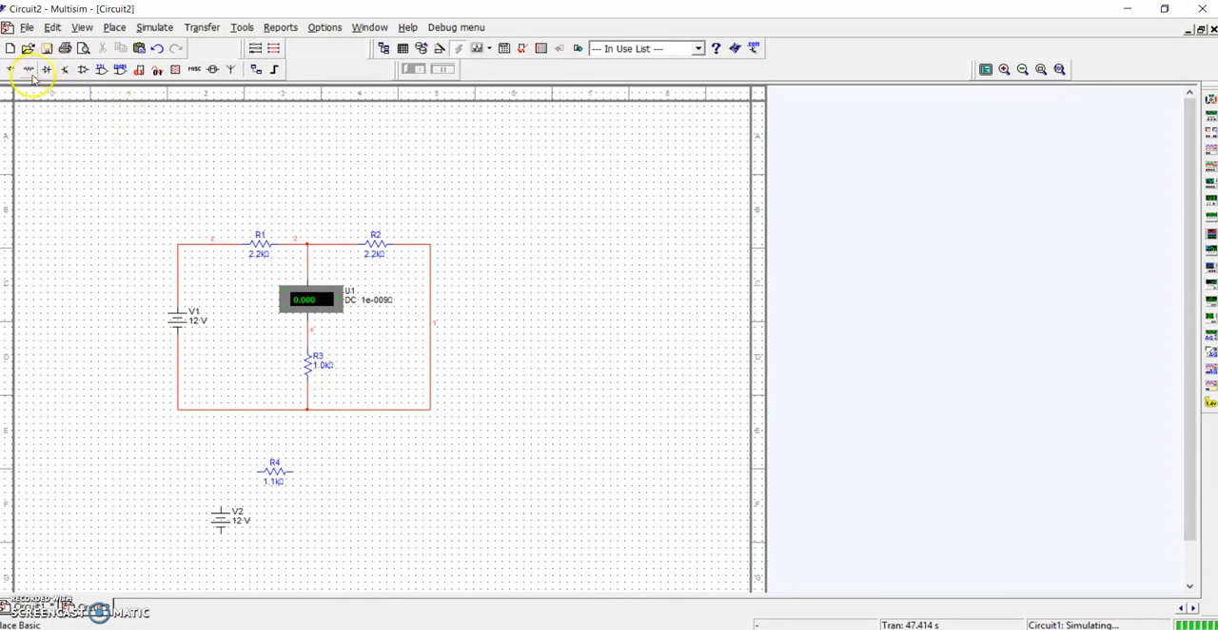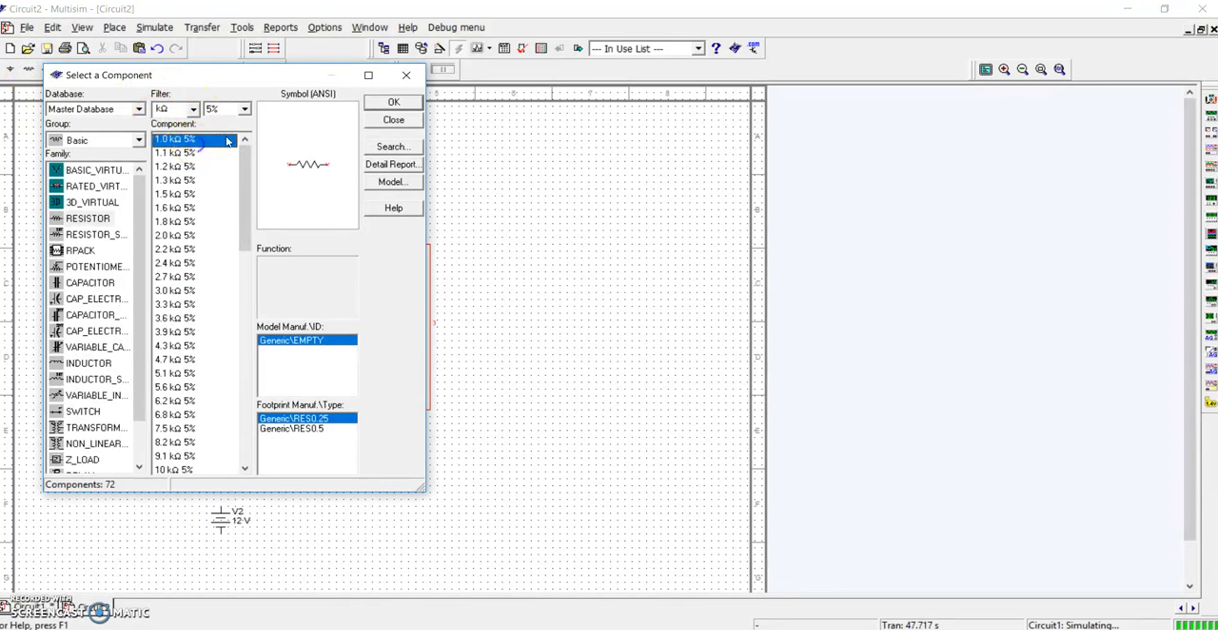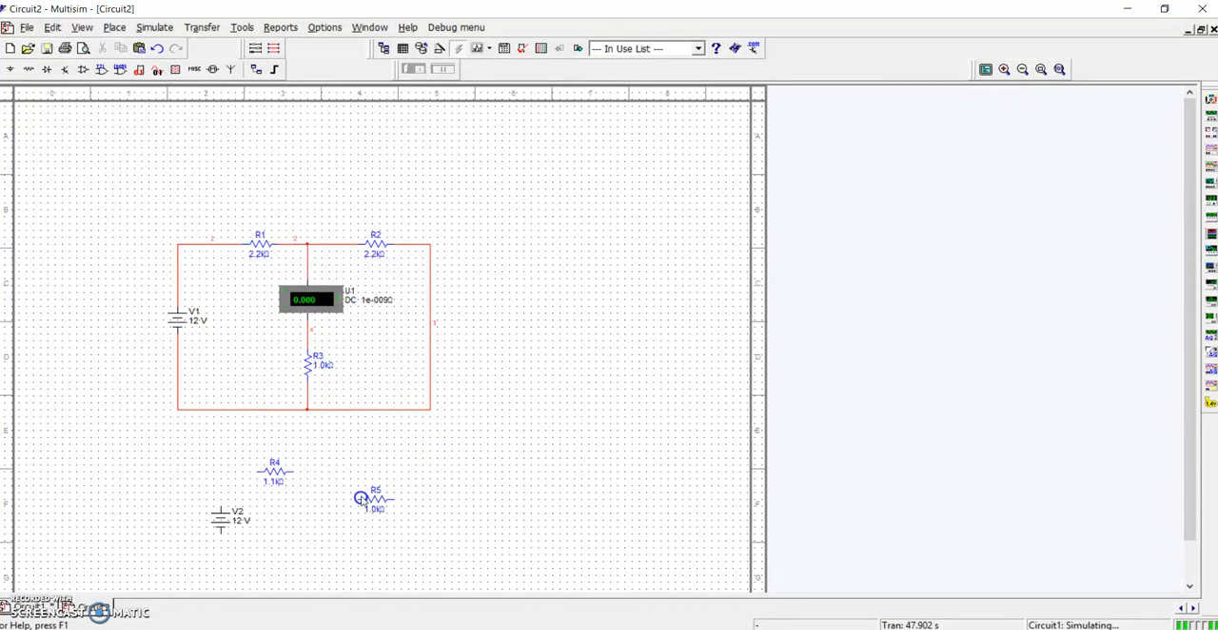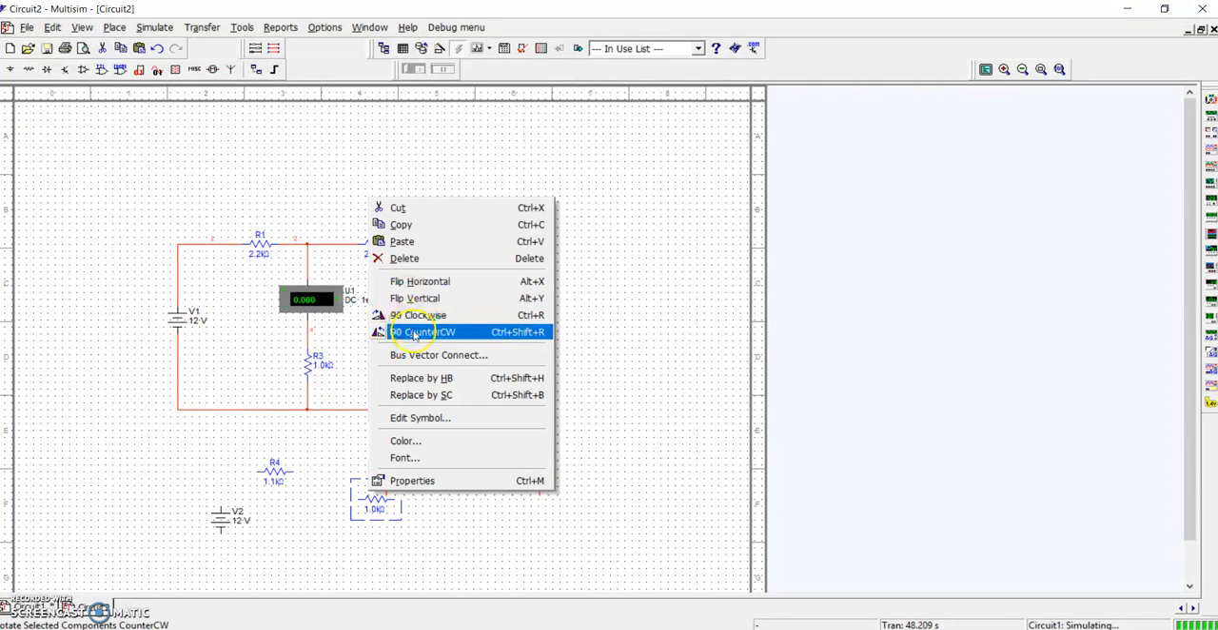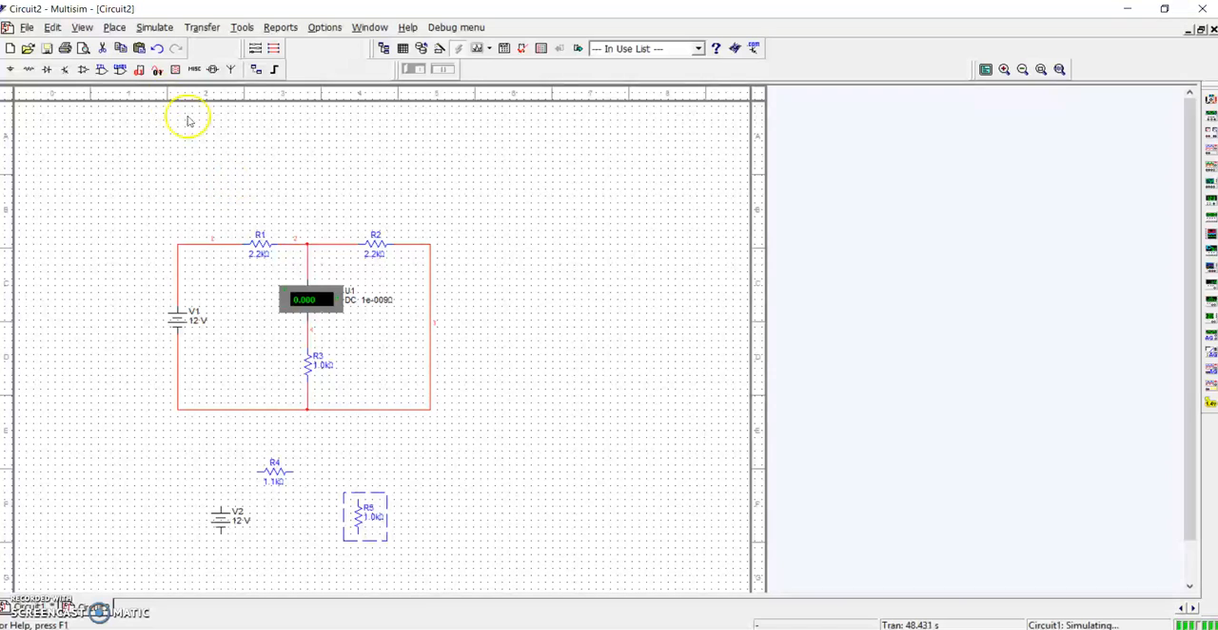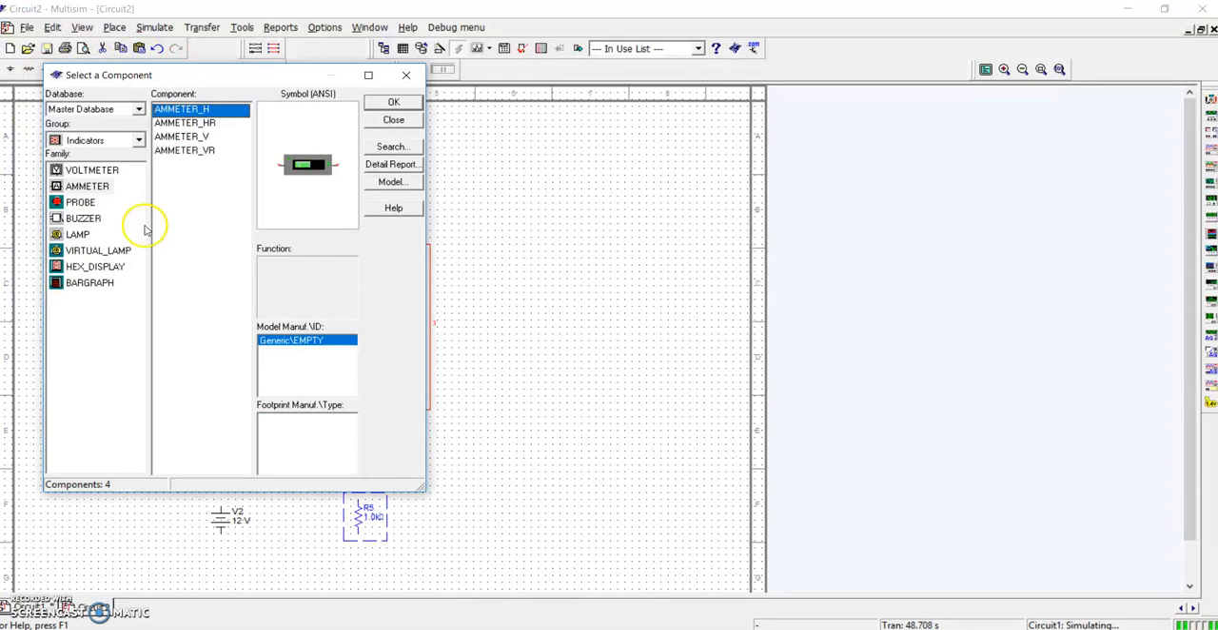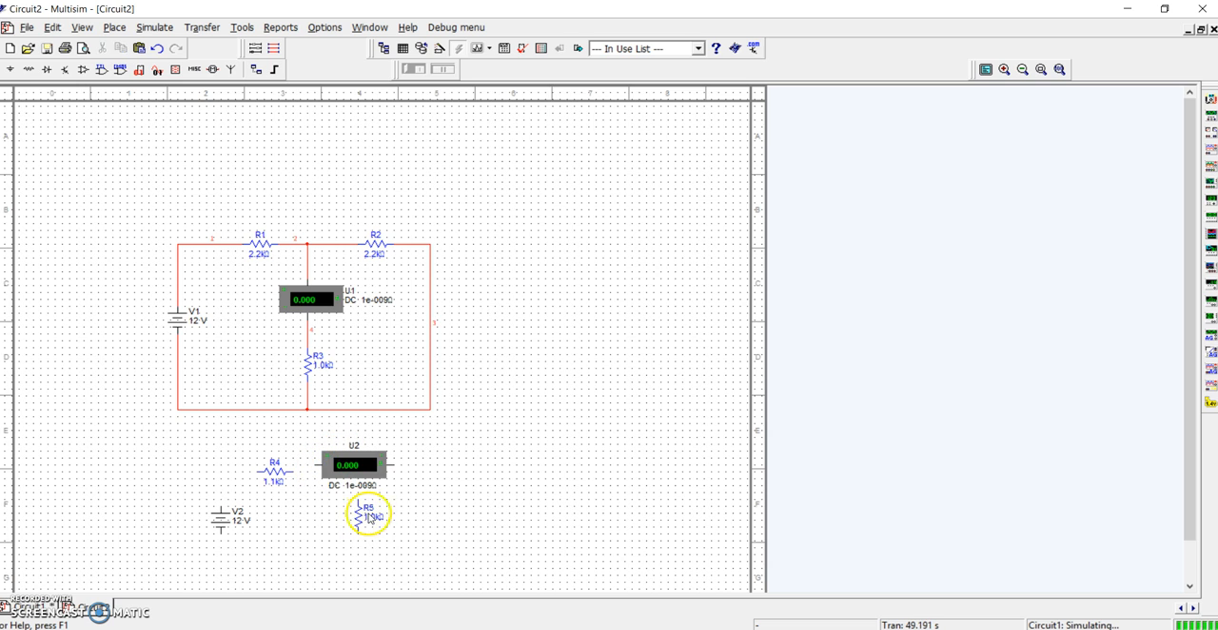And we need a load resistance which is of 1 kilo ohm. Rotate. And also we need an ammeter to find the current flowing through this one.